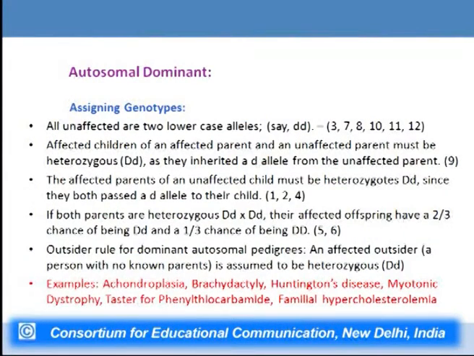There are many traits, diseases or symptoms which result from the autosomal dominant pattern of inheritance, and examples of this inheritance pattern are achondroplasia, brachydactyly, Huntington's disease, myotonic dystrophy, and familial hypercholesterolemia. These are some of the diseases which are caused because of a dominant allele.